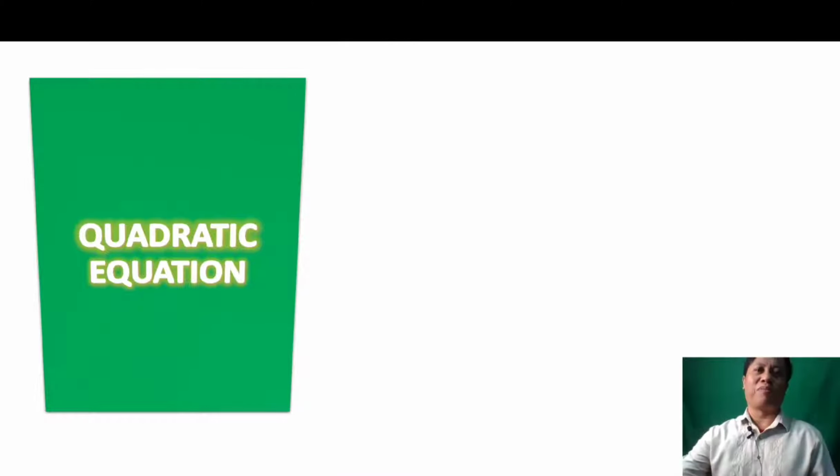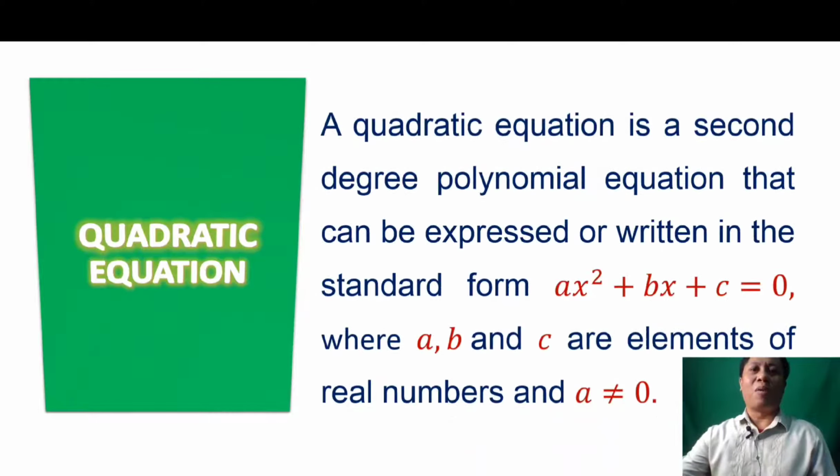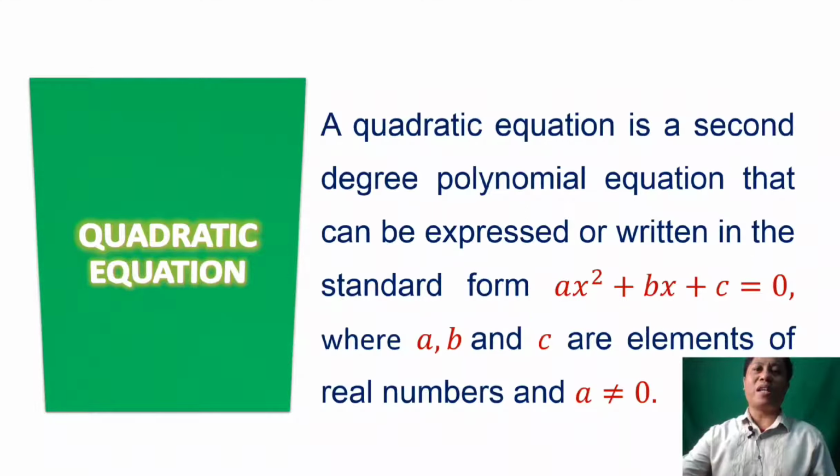Today we'll be discussing quadratic equations. What is a quadratic equation? A quadratic equation is a second-degree polynomial equation that can be written in the standard form ax squared plus bx plus c equals 0, where a, b, and c are elements of real numbers and a should not be equal to 0.